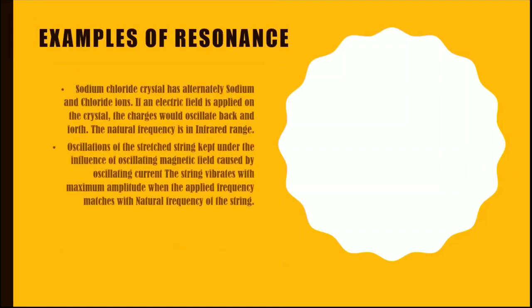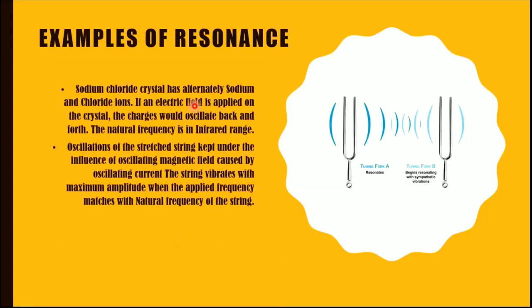Now let's move on to the examples of resonance. A sodium chloride crystal has alternately sodium and chloride ions. If an electric field is applied on the crystal, the charges would oscillate back and forth. The natural frequency is in the infrared range. That means, in a sodium chloride crystal there are two ions, sodium and chloride. So whenever we apply an electric field across this crystal, these charges, the sodium and chloride ions, will start oscillating back and forth, and the natural frequency at which they oscillate is in the infrared range.